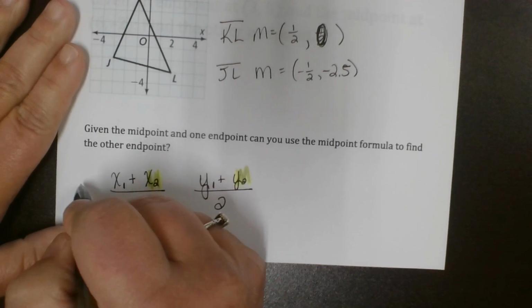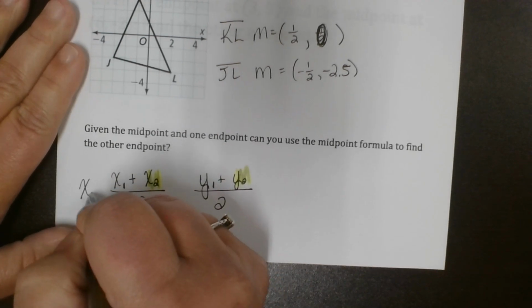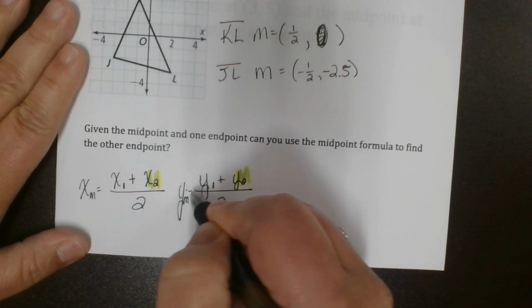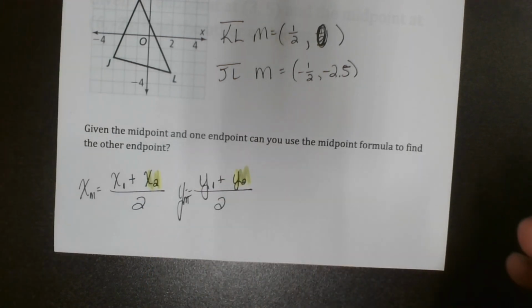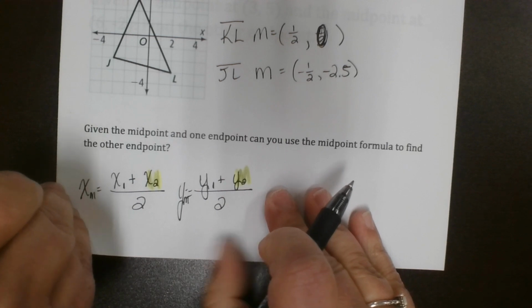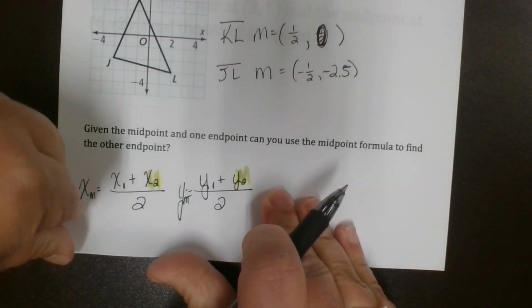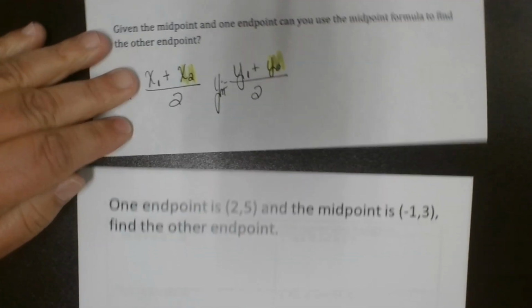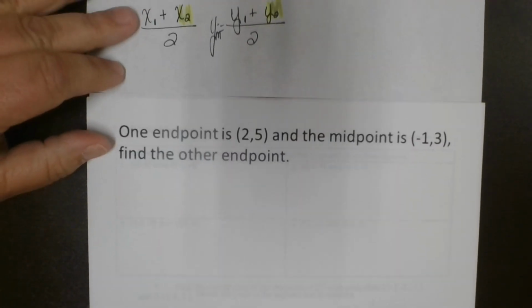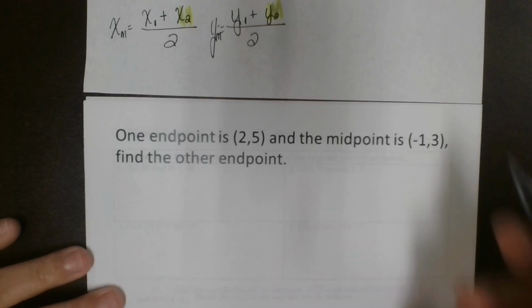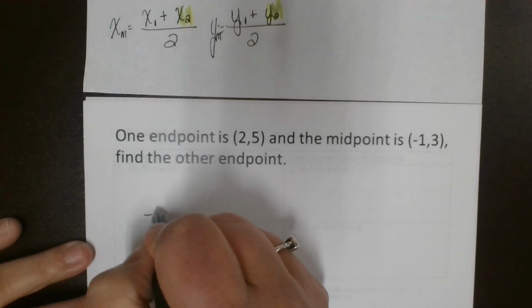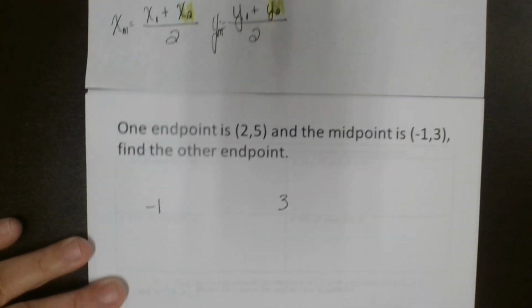So this is the point that gives me the X of the midpoint, and this gives me the Y of the midpoint right here. Now keep that in mind as we go on to these last two problems in the packet. So one endpoint is (2, 5), and the midpoint is (-1, 3). So this (-1, 3).